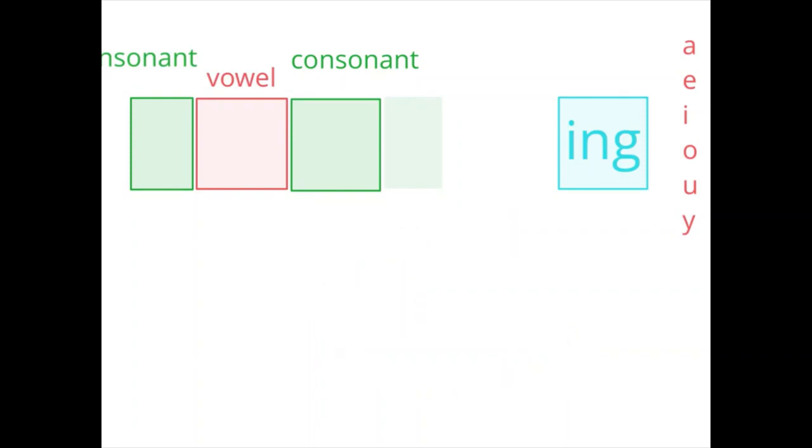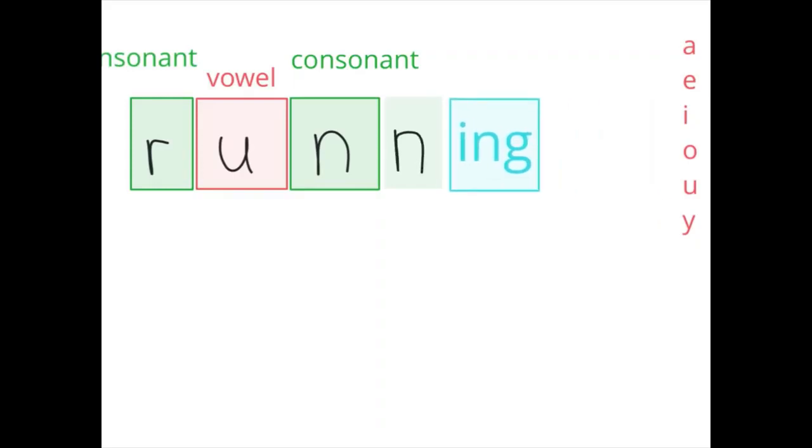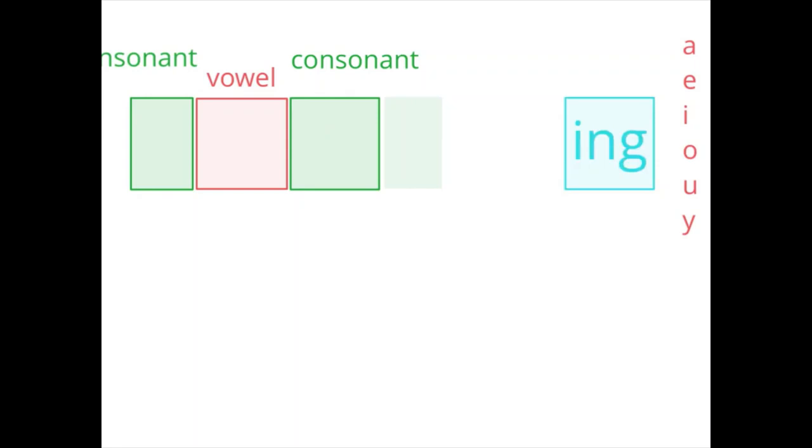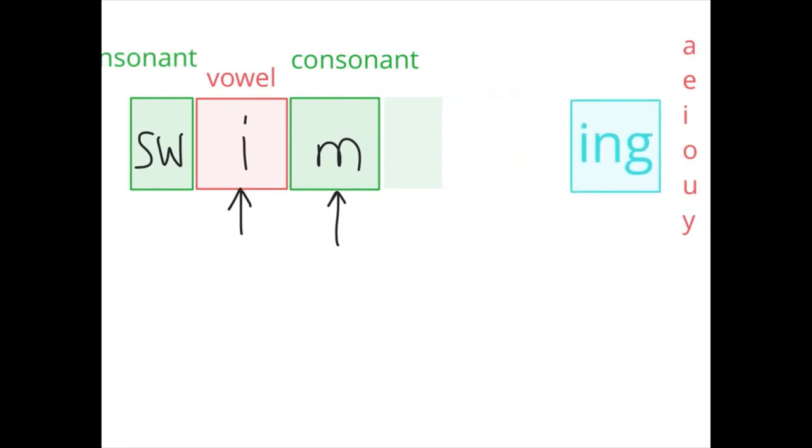So for example, we could have the word run. U is a vowel and N is a consonant. So we are going to double the final N and then add ing. Let's look at another example. We could have swim. This is a vowel, this is a consonant. We want to add ing. So we will double the final M and then add ing.